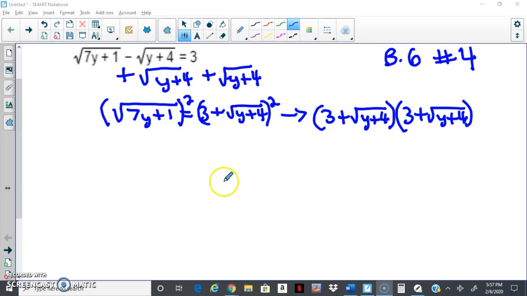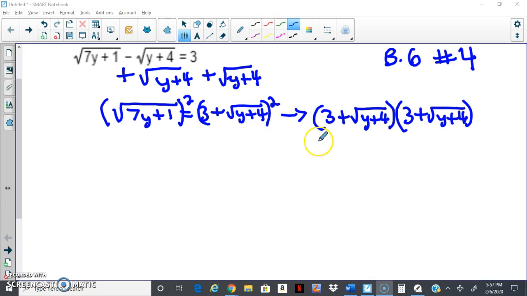Hi Noah. At this point in the problem, I think is where you are at and needing some help. So we've added to both sides, squared both sides, and now you're asking about squaring this right-hand side. How do you do that? And so I wrote it as multiplying by itself twice.